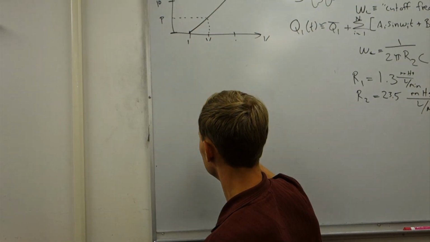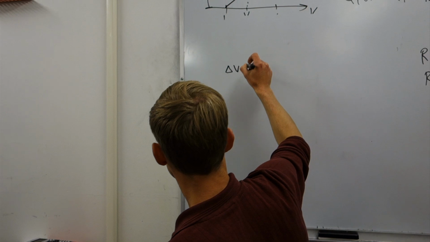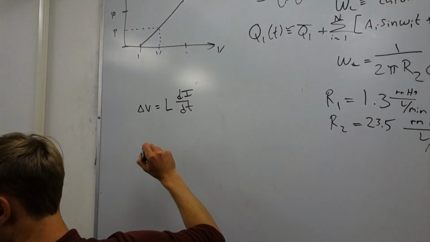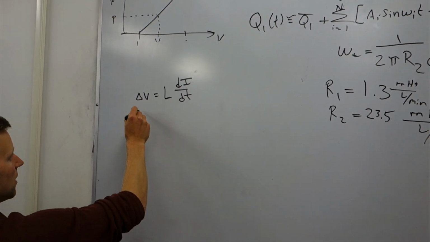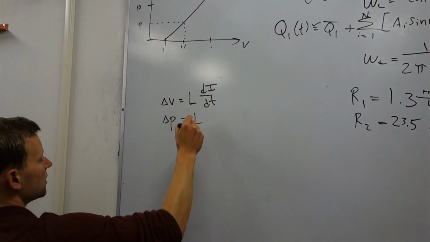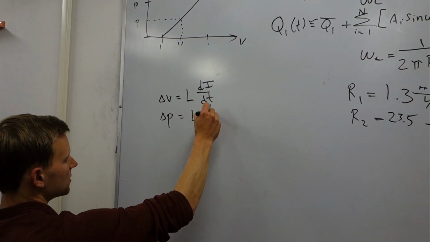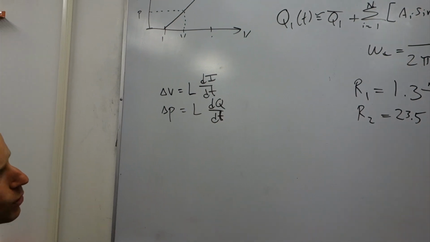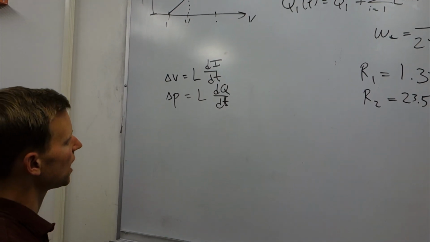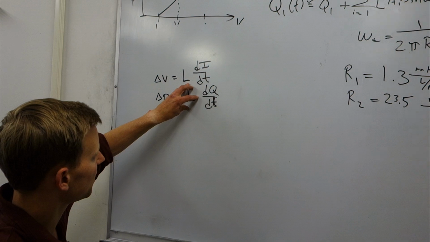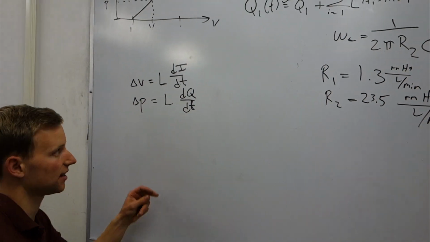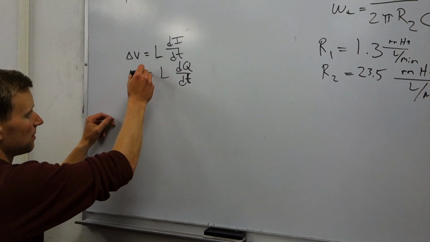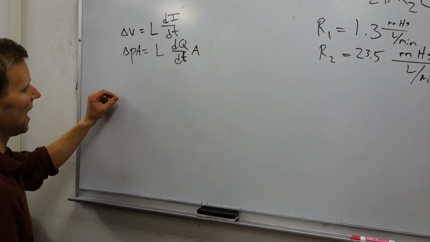For an inductor, the change in voltage across the inductor is equal to the inductance times the change in current over time. And this becomes, in the fluidic world, a pressure difference is equal to the inductance times dQ/dt. And if you stare at this long enough, you can realize that the inductance here is sort of like a mass in F equals ma. Delta P is sort of like a force. If you multiply times A, it is a force. So we can multiply both sides times A.